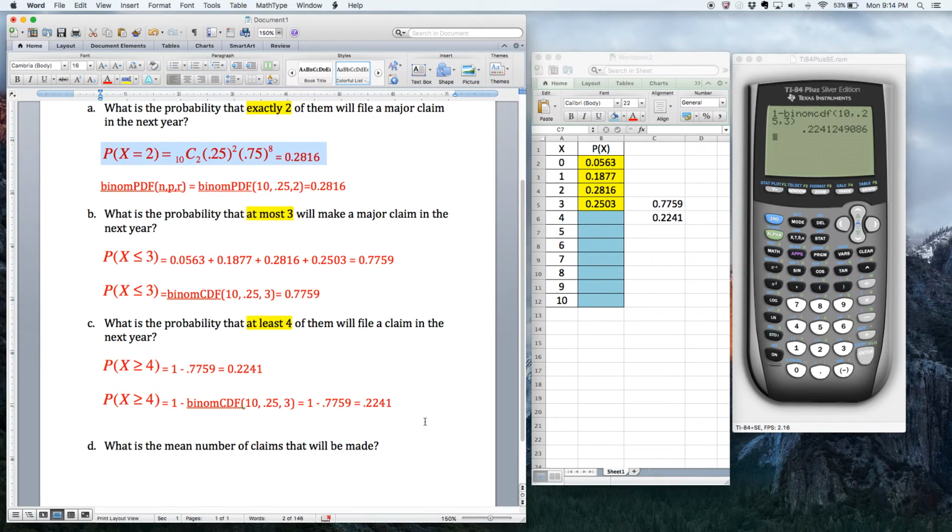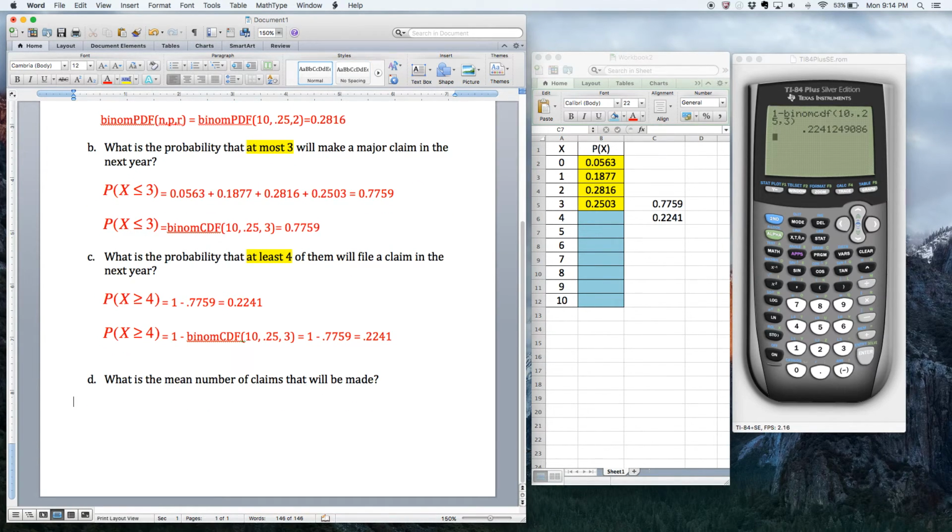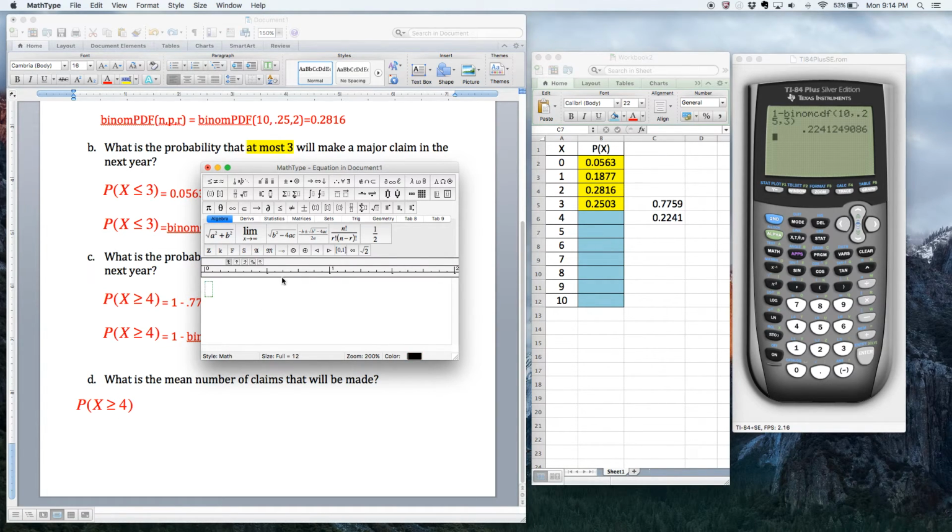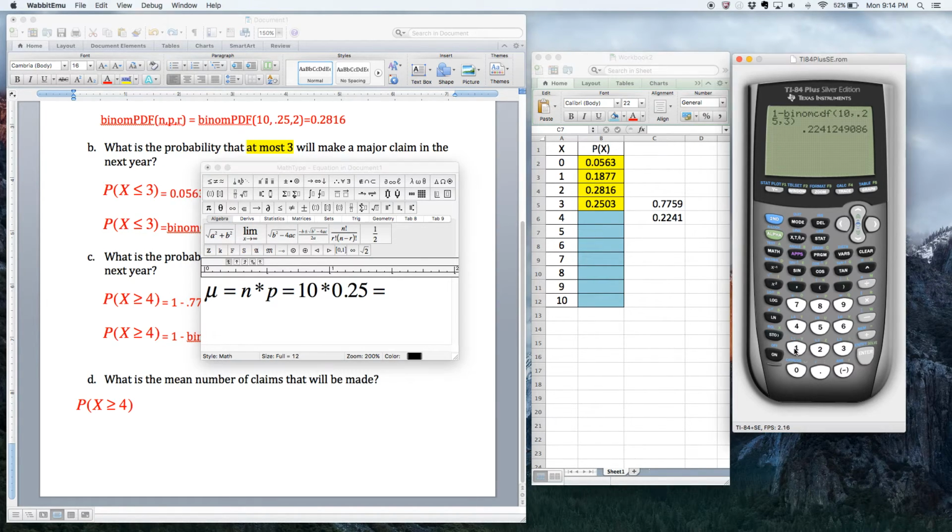All right, so finally, this last question is kind of easy in the scheme of things. It asks you for the mean. I'm just going to delete this and use the symbol for mean here. All right, here it is. The mean equals, well, it's a formula, n times p, which is equal to 10 times 0.25. All right, let's do that calculation over here. 10 times 0.25. All right, that's 2.5.